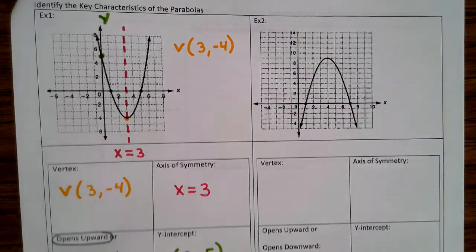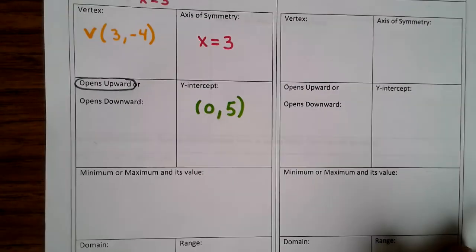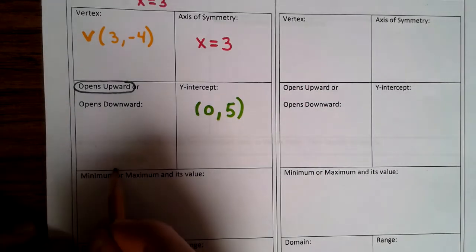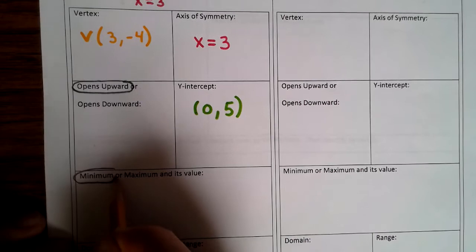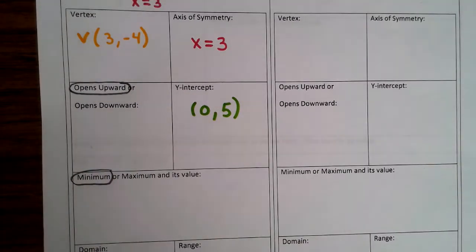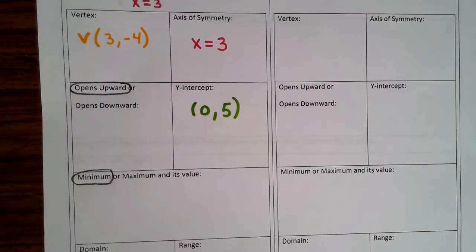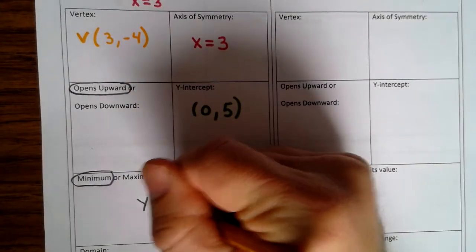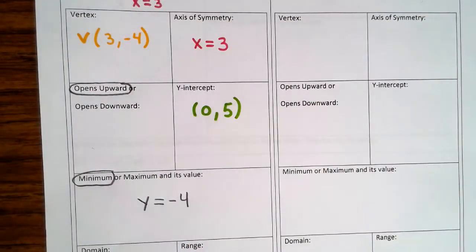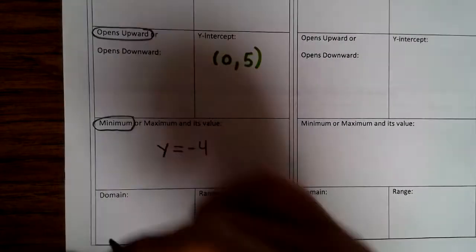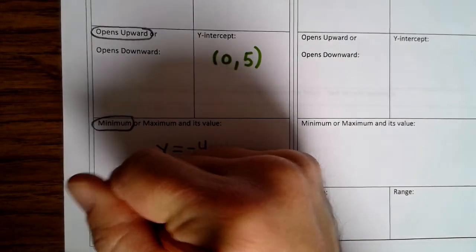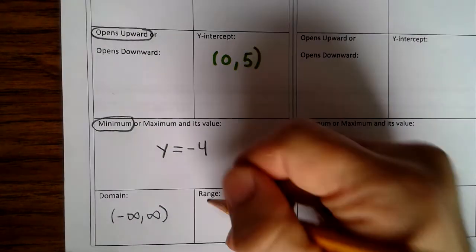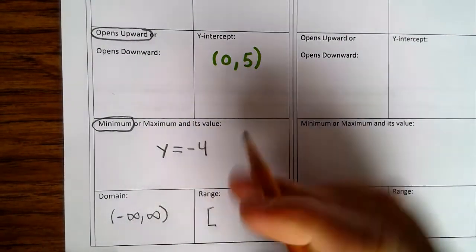Now, the minimum, maximum, it's a minimum, and it's the y value from the vertex, so it's y equals negative 4. Domain of a quadratic is always negative infinity to positive infinity. The range is bracket, the minimum value, negative 4 to infinity.